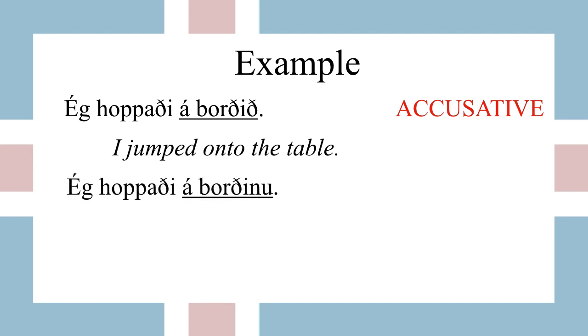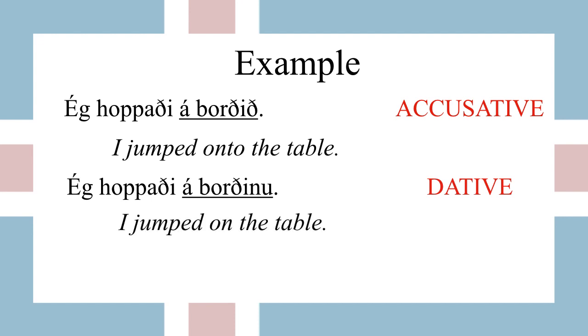Now we have an otherwise identical sentence, ég hoppaði á borðinu, which is dative, and it also means I jumped on the table. However, we know that the action didn't change me from being off the table onto the table, so this probably means I was standing on the table and jumped up while I was standing on it.